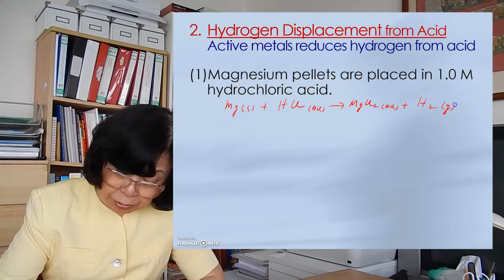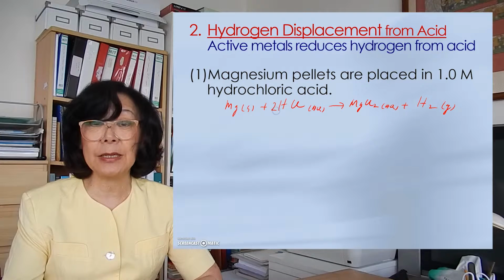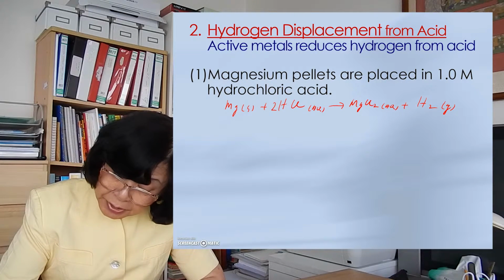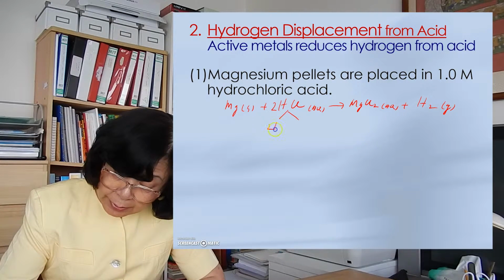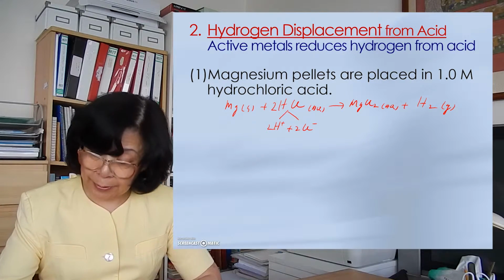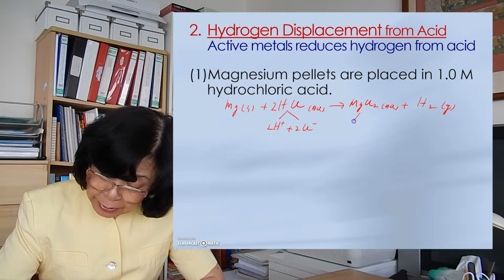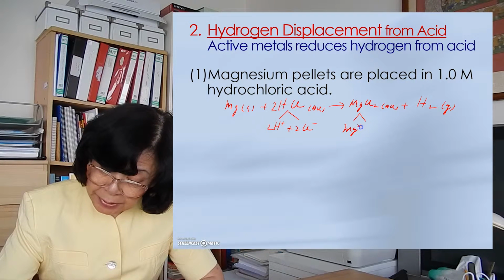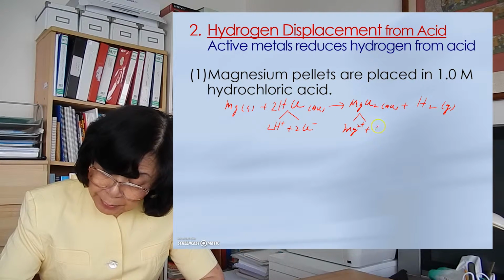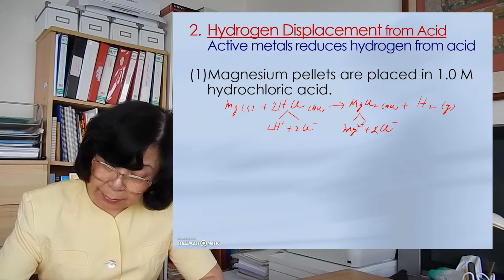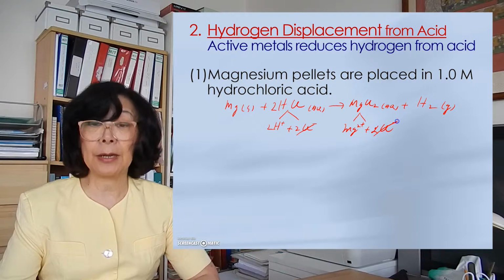And we balance with the 2 in front of the hydrochloric acid. To write the net ionic equation, we dissociate the hydrochloric acid into 2 moles of hydrogen ion and 2 moles of chloride ion, and the magnesium chloride we dissociate into 1 mole of magnesium ion and 2 moles of chloride ion. And now we cancel out the chloride ion, and we have the net ionic equation.